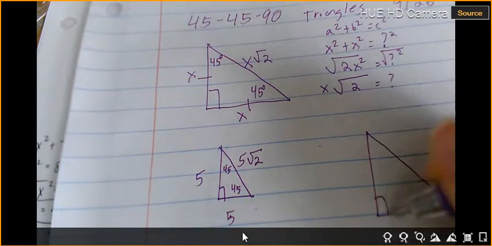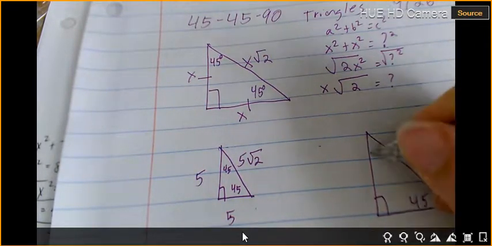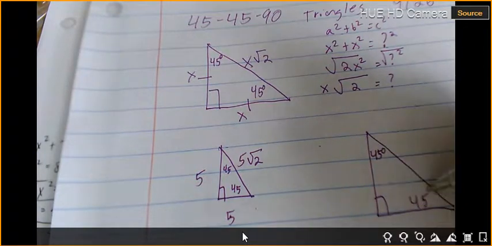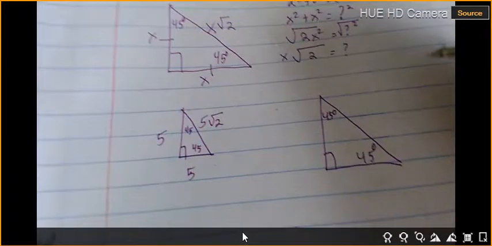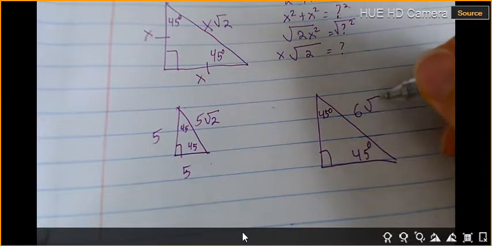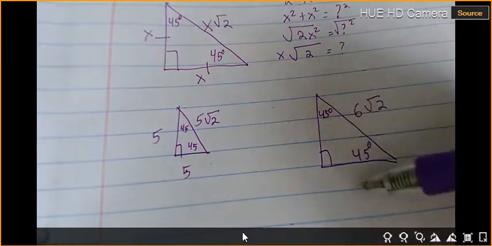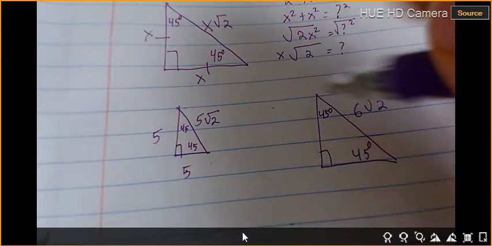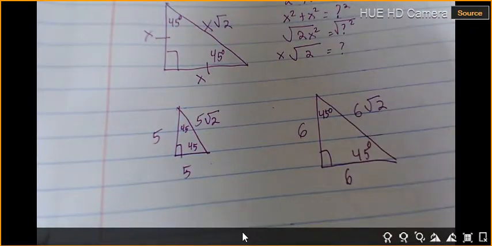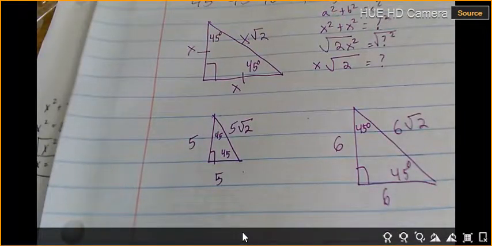Okay, we're going to do another one. I know I'm doing this fast, but I will answer questions before you go. All right. So here is 6 square root 2. If my hypotenuse is 6 square root 2, what are both my legs going to be? 6, that's it. How are we feeling? And that's what we're going to do right now to make it a little harder. It's just a little bit harder though.